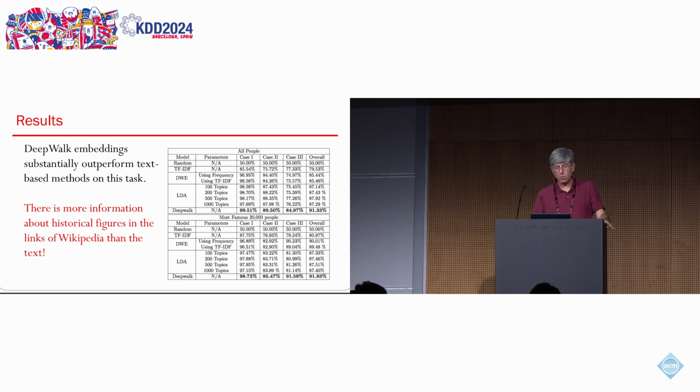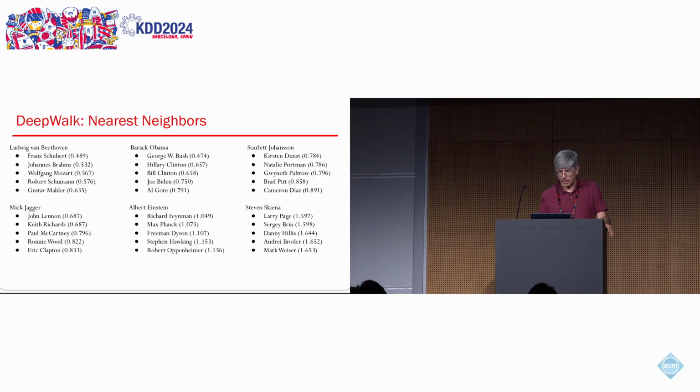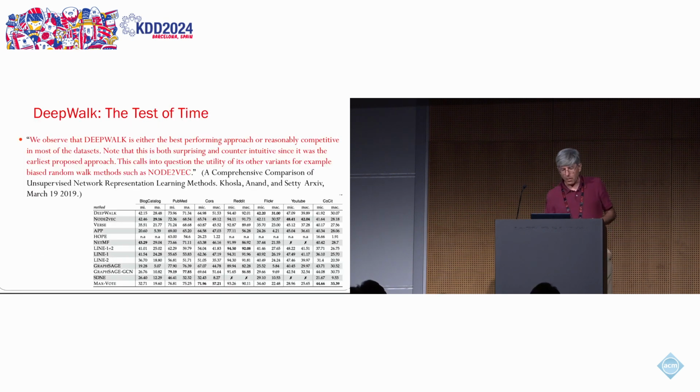Then Brian said, why are you bothering with the text? Why don't we throw out all the text and just use the connectivity graph? Which Wikipedia page is linked to which other pages? And when we did that, the DeepWalk result was better than all of our language analysis results. There seemed to be more information in Wikipedia if you throw out all the text and just keep the edges. I'm not going to go through that.